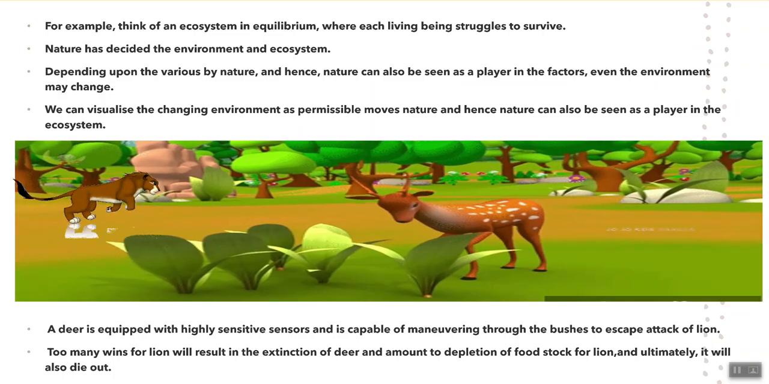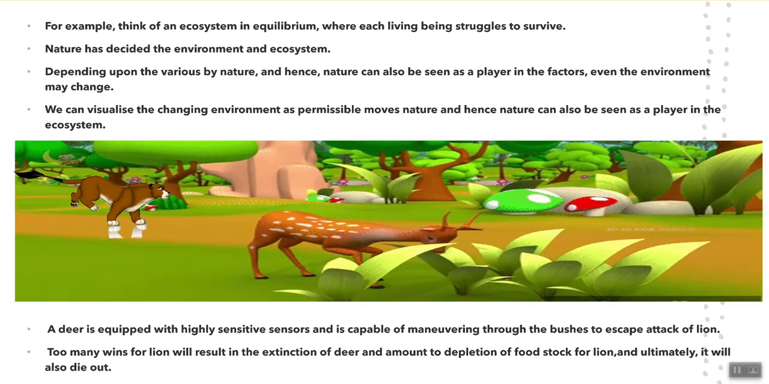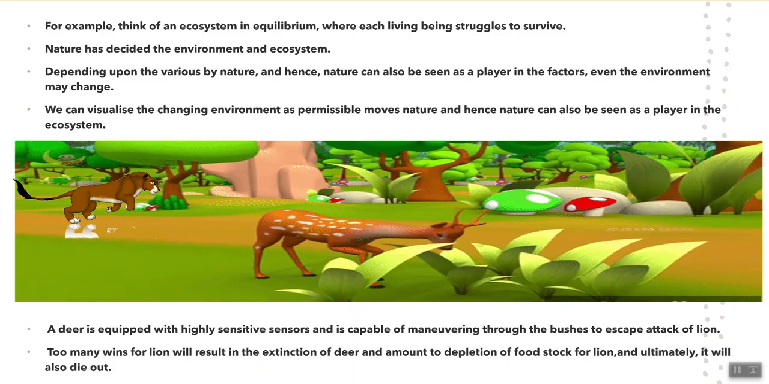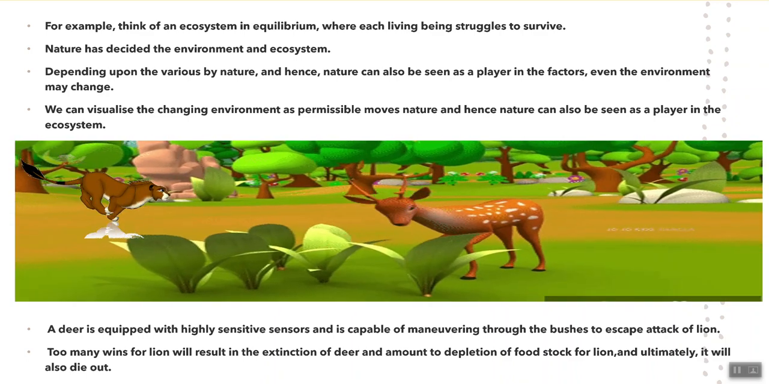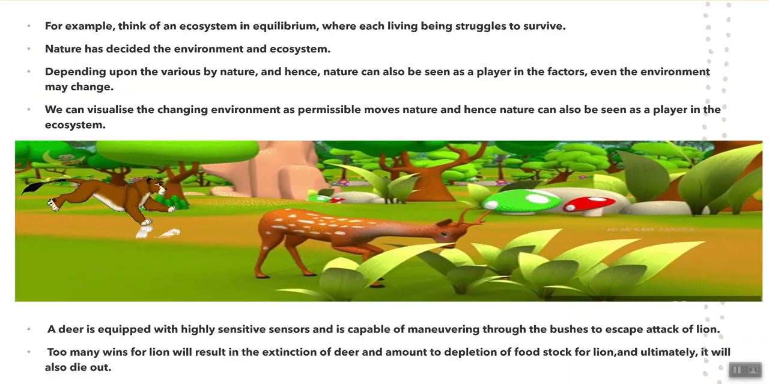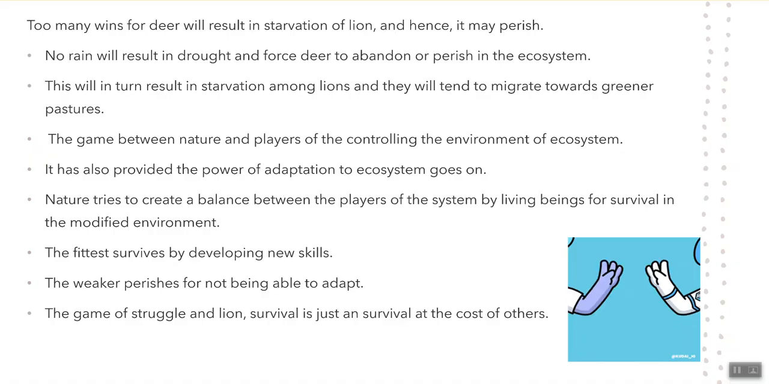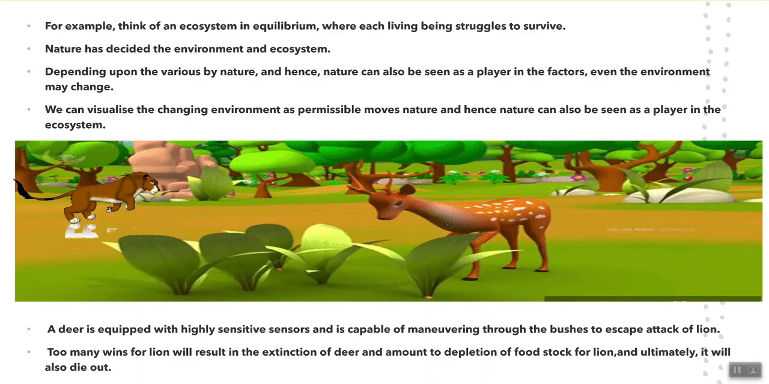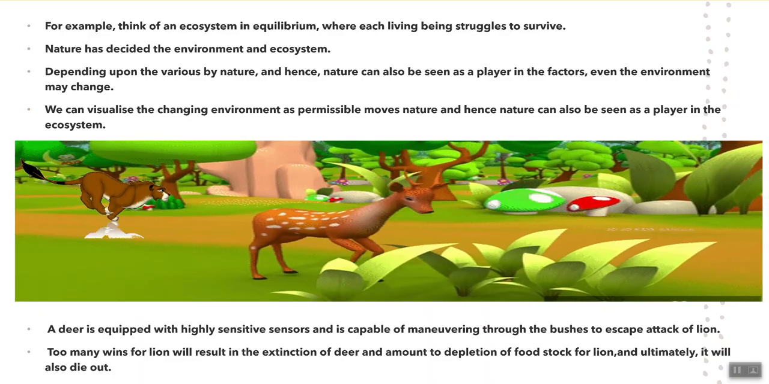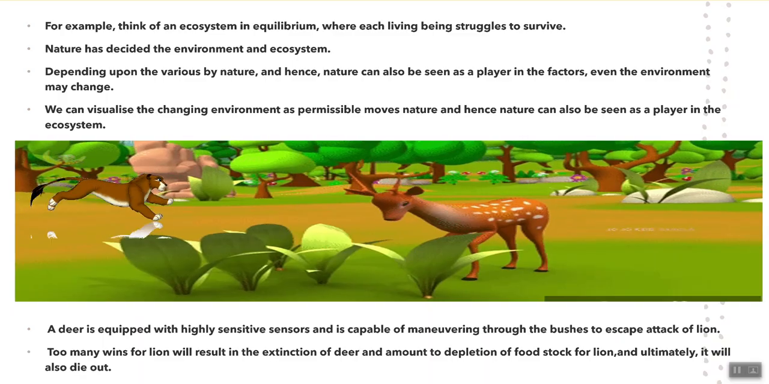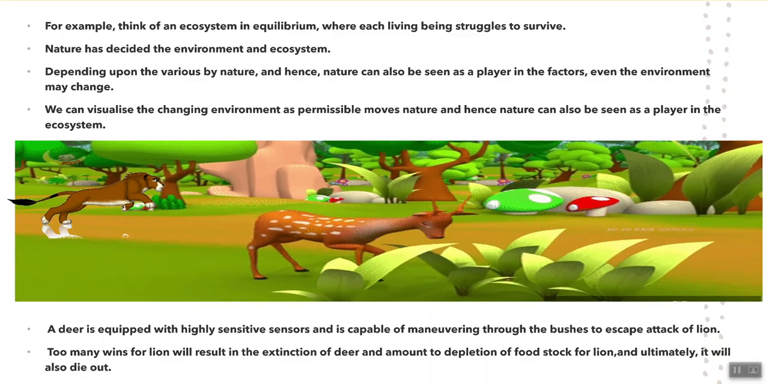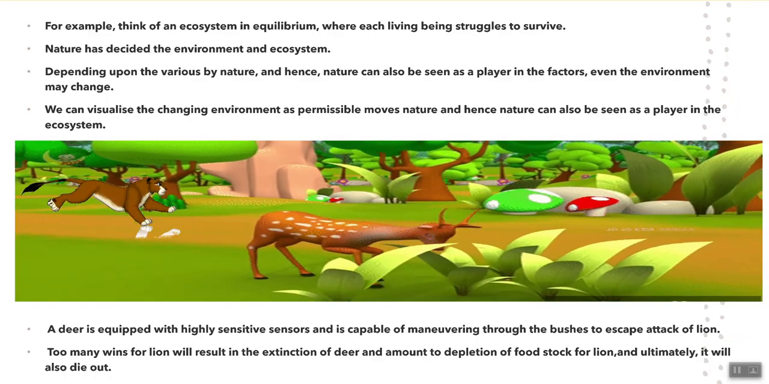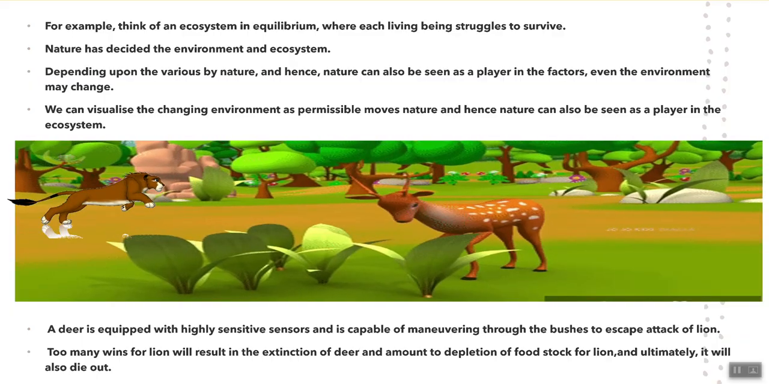So let's take an example over here. Think of an ecosystem in equilibrium where each living being struggles to survive, isn't it? Nature has decided the environment and ecosystem, and it varies by nature. Even the environment may change, isn't it? We can visualize the changing environment as permissible moves by nature, and hence nature can also be seen as a player in the ecosystem. So how these are all interrelated, you can see.